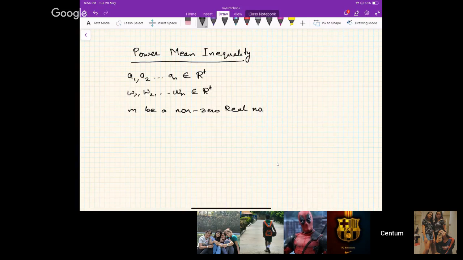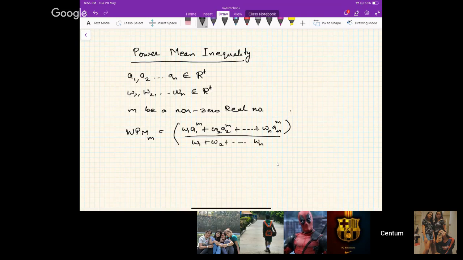Okay, then the weighted power mean WPM for m is given as nothing but the weighted mean of all. So let us say this is w1 a1 to the power m plus w2 a2 to the power m plus so on and so forth plus wn an to the power m, divided by all the weights w1 plus w2 dot dot wn, and this whole to the power 1 by m. Okay, this is defined as WPM, power mean of any n numbers like that.